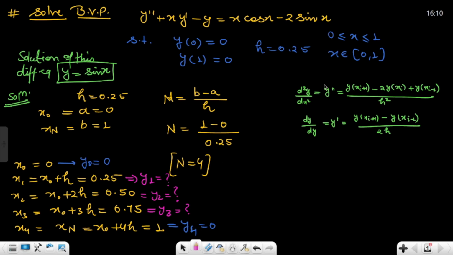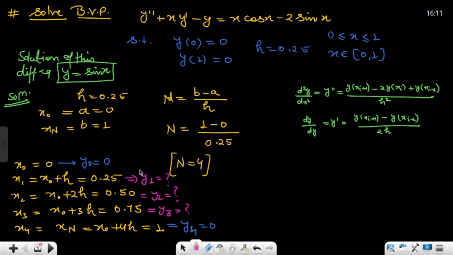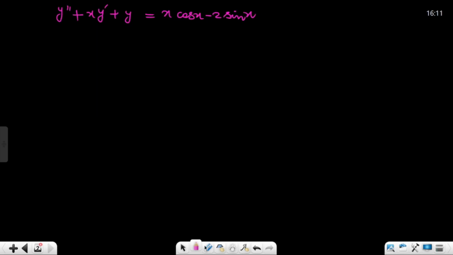Whenever we put these two finite difference schemes into our differential equation, the differential equation is y double dash minus xy plus xy dash plus y is equal to x cos x minus 2 sin x. This is the differential equation we have. Okay, yes, there is a plus and there is a minus. So we will put in the values and find the finite difference scheme.